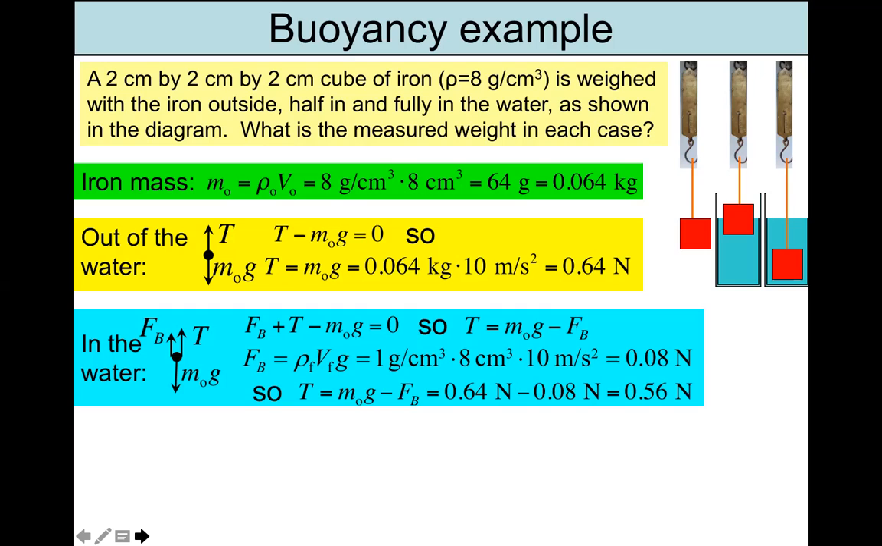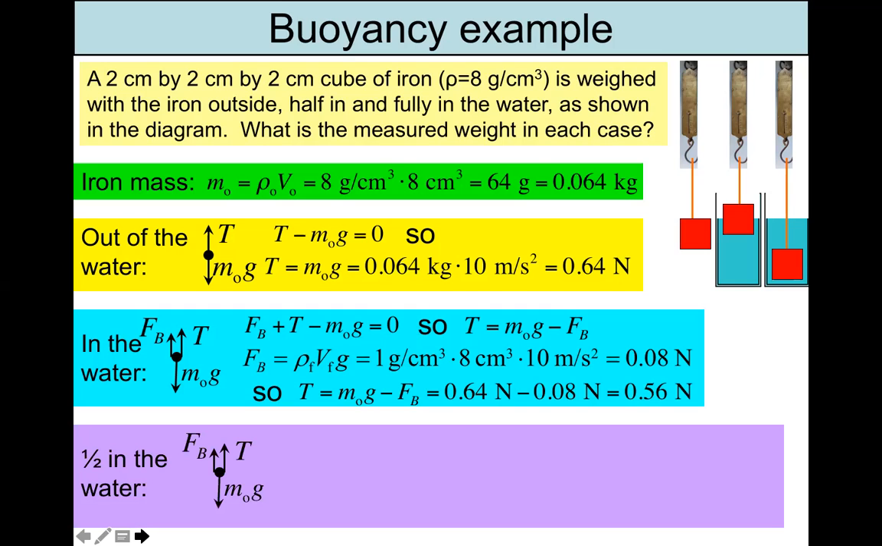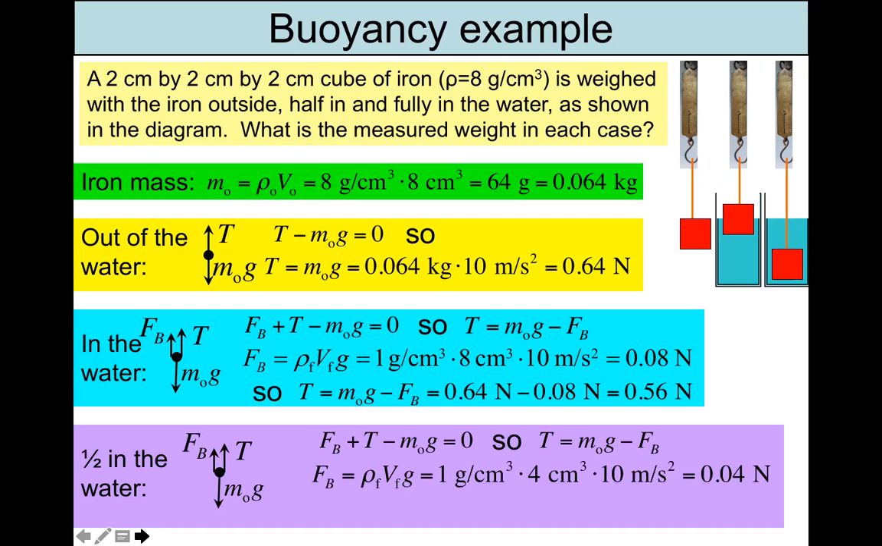If you put it halfway in the water, everything is the same, except F_B is now half of what you had, because you're only putting it halfway. You're displacing half of the water as you had before. So the measured weight will be slightly more than you measured if you put it fully in the water. I'm sure this calculation doesn't look too hard, given that you have already done a lab that's very similar to this.